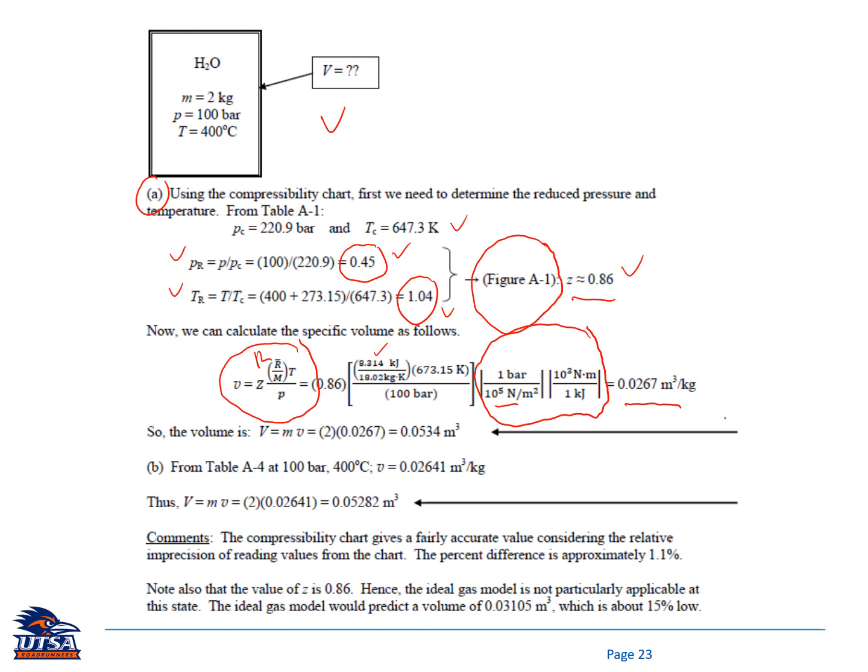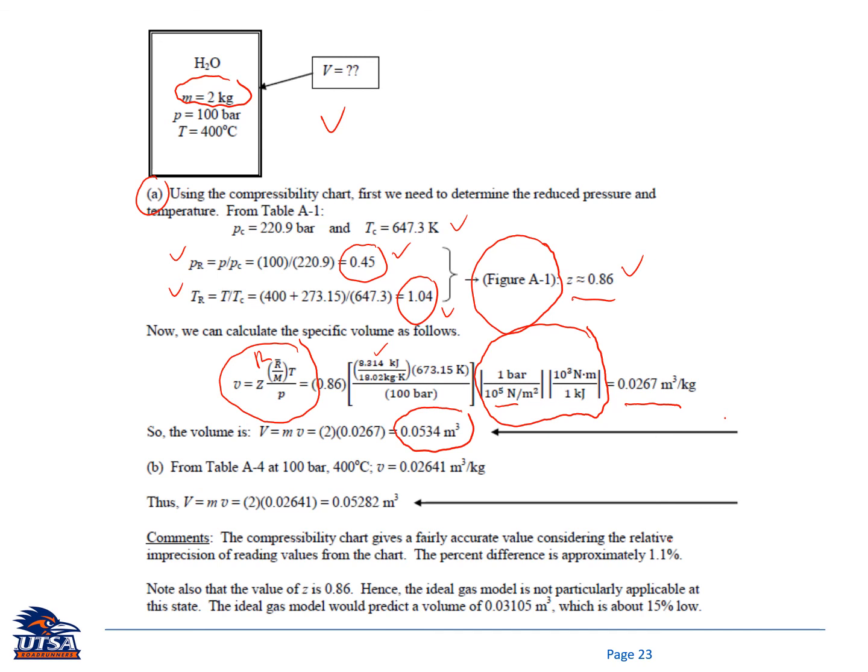So you have the specific volume, and the mass is given here, 2 kilogram, so you should be able to get the volume. Multiplying m times specific volume, you will get 0.0534 cubic meter. So you have this number from the compressibility chart. Now we need to compare it with the one from the table. So 100 bar, 400 degrees C.